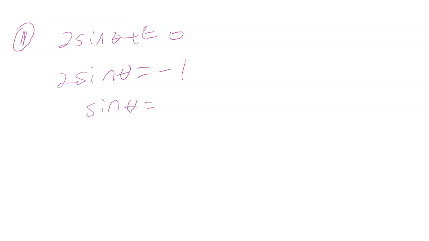Number 1 seems pretty easy. 2 sine theta plus 1 is equal to 0. We're solving for theta. I'm going to subtract 1 from both sides, so I get 2 sine theta is equal to negative 1. I'll divide by 2. I get sine theta is equal to negative 1/2. So for what values of theta is sine theta equal to negative 1/2 on the interval from 0 to 360, as they're asking?